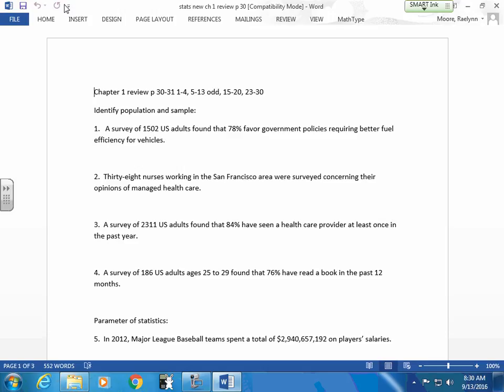1,502. What does this represent? If this is my sample, a statistic. Good. This is my statistic. This is not my population. This is not my sample. This guy right here is my sample. This is a piece of information about my sample, so that's my statistic. Okay? Out of 1,502 people, 78% of them favored government policies regarding better fuel efficiency for their vehicles.